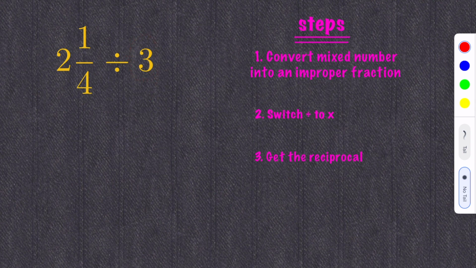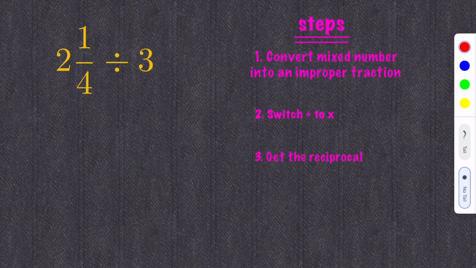Step 1. We first need to convert the mixed number into an improper fraction. Then we're going to switch the division sign to a times sign. And lastly, we need to get the reciprocal of the fraction that we're dividing by, and we solve. So let's do this together.